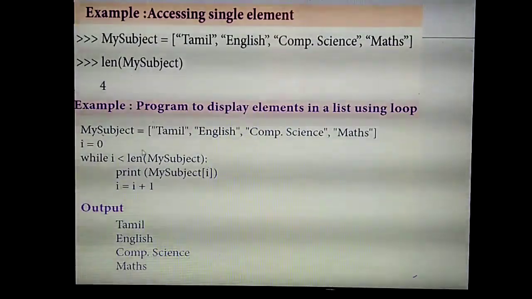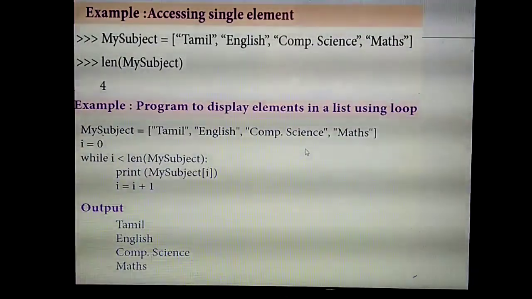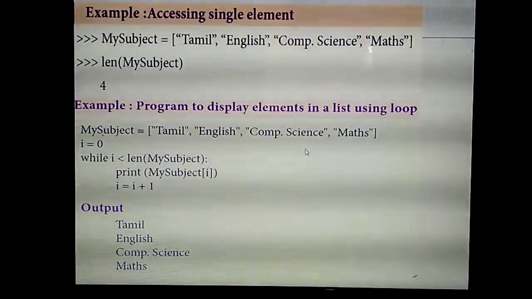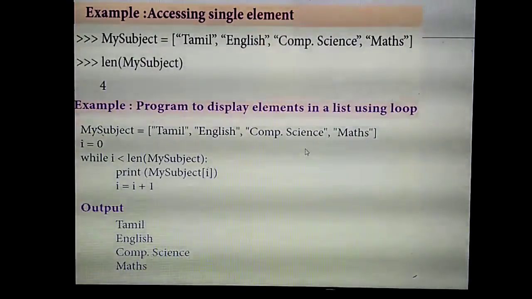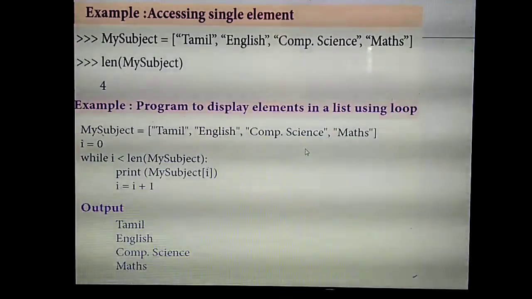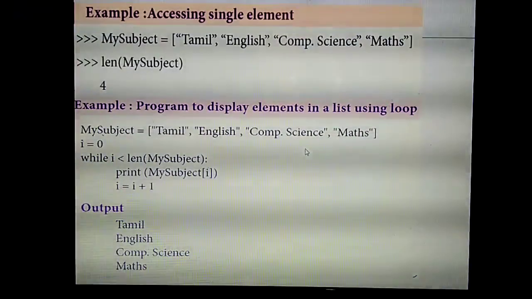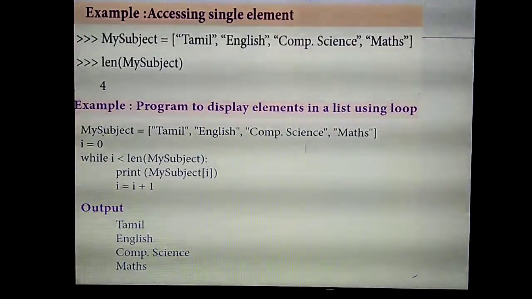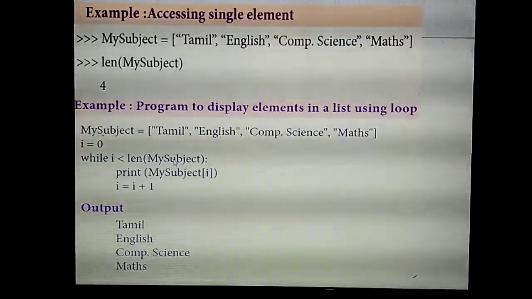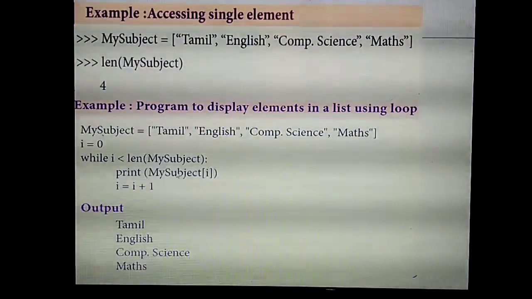Understand? So first it will calculate the length of the list. So the length of the list is 4. So i less than 4. So that means 0, 1, 2, 3. Always the last value will be n minus 1. So len of 4 means it will print till the third index value. Understand this line? Next. So if the condition is true, it will print till index value 3. Understand? Next, print my subject of i.